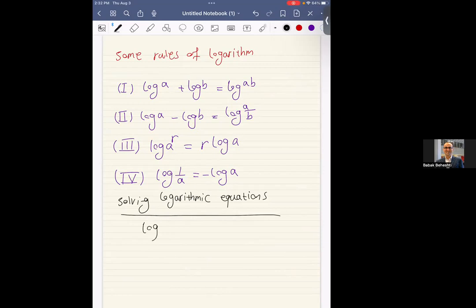Let's take a very simple equation. Log of x with base 3 equal to, I don't know, 4. What is the answer? What is x? This is a simple equation, but let's begin with this. 3 to the power 4, so x is 3 to the power 4, which is 81.